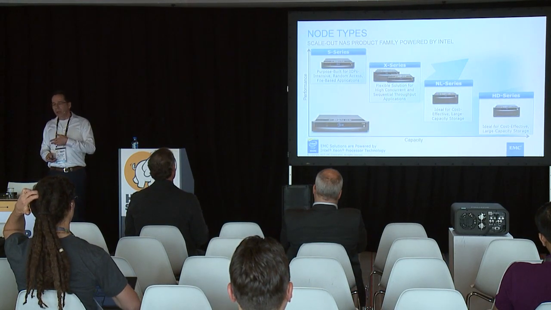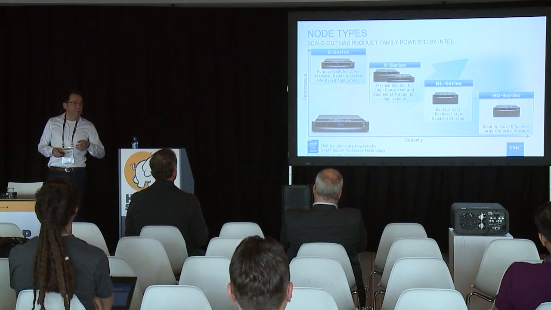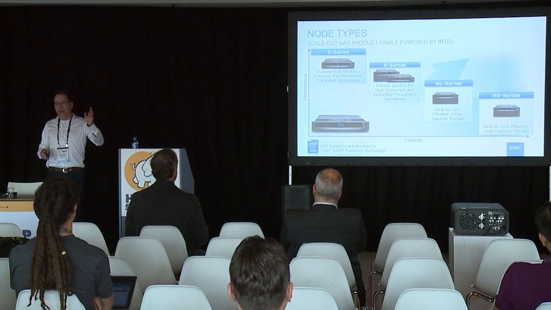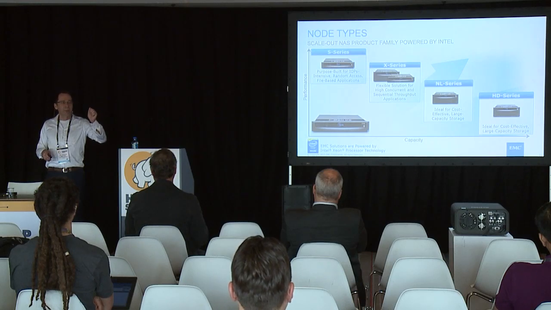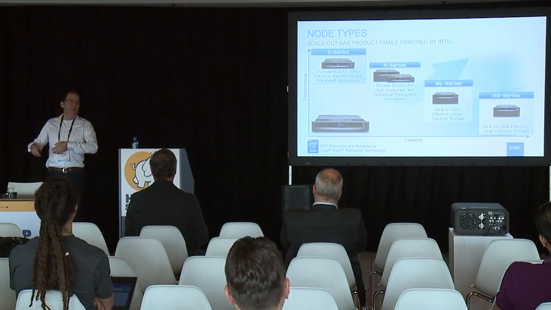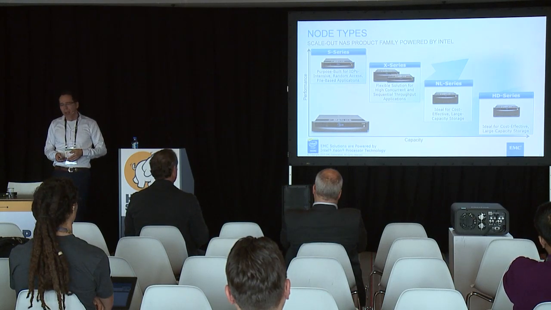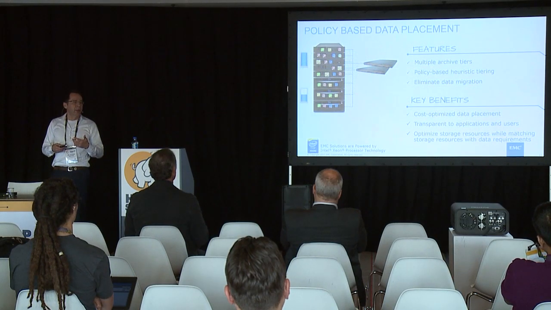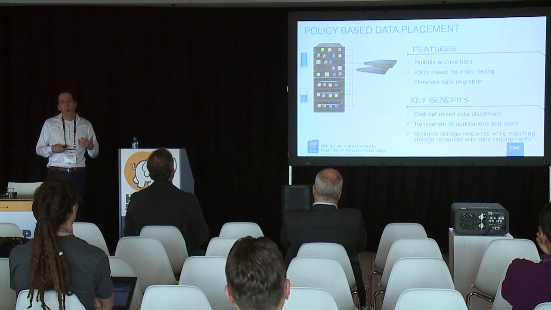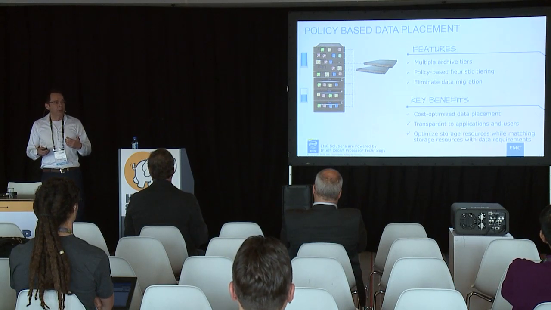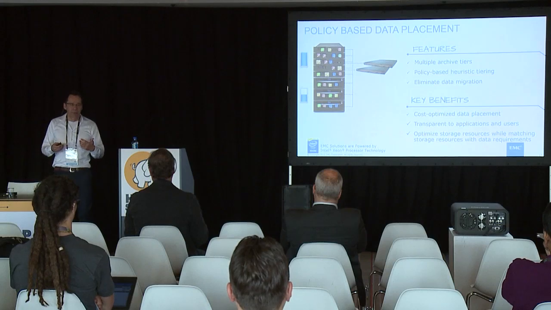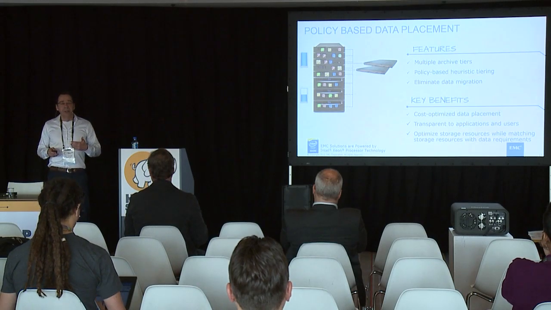So first of all, we have a number of different node types in Isilon. I won't go into details. Upper left is very fast and a bit more expensive. Lower right is very dense, very cheap storage nodes. And how could you leverage these in a Hadoop environment? Well, like with all other use cases and industries that use Isilon, we can tier data based on policies.